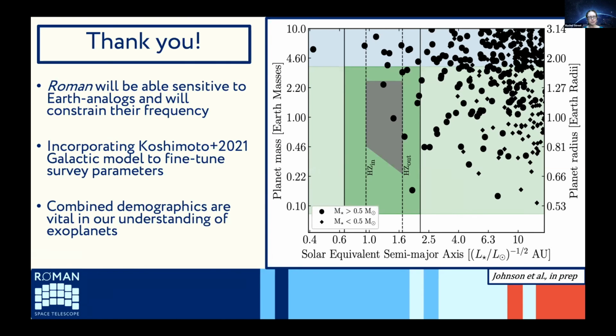And while I have the opportunity, Samson, I know you've done a great deal of simulations of the planet population that will be discovered by Roman. And I've been wondering, have you considered what exomoons might be discovered by Roman? In some cases, they might even be in the habitable zone.